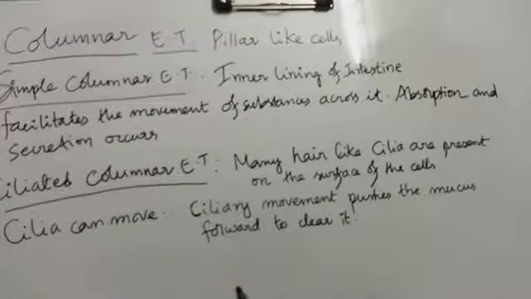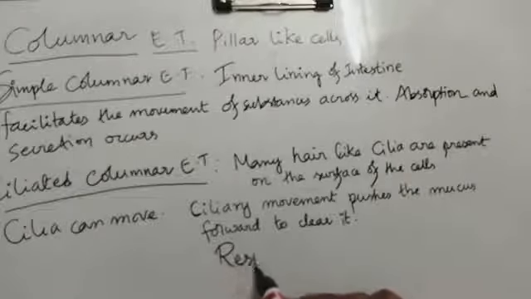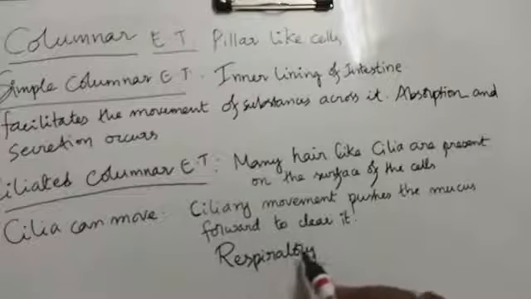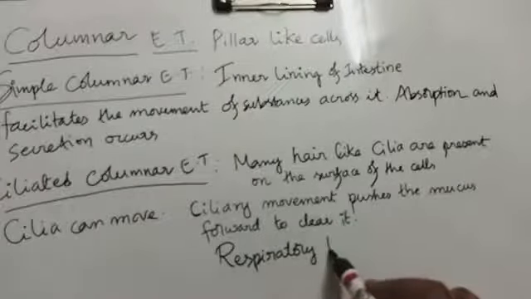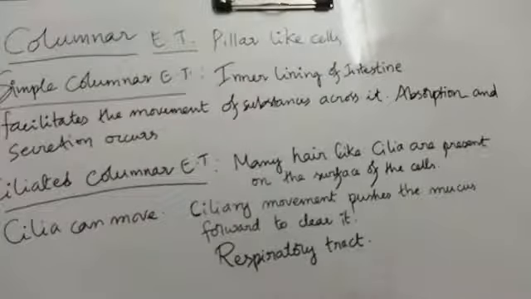So, where is this ciliated columnar epithelial tissue present? In respiratory tract. Simple columnar epithelial tissue is present in intestine, whereas ciliated columnar epithelial tissue is present in respiratory tract.